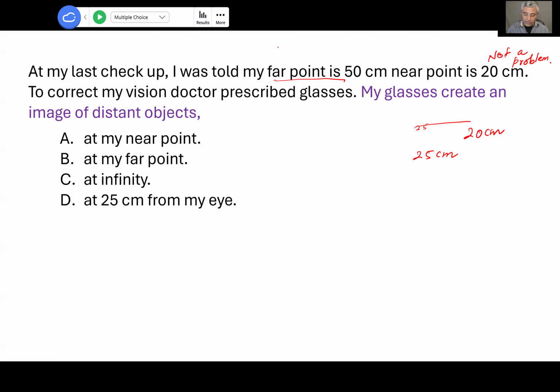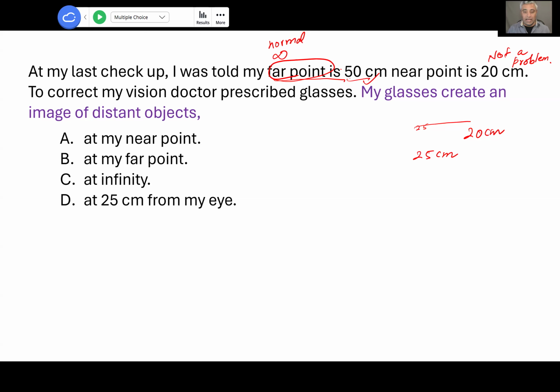My far point should normally be infinity, but I cannot see that far. I can only see up to half a meter. So what that means is, I have a problem here with my PowerPoint. Whatever lens I use has to make an image at that point, and that image is going to be virtual no matter what glasses we use.